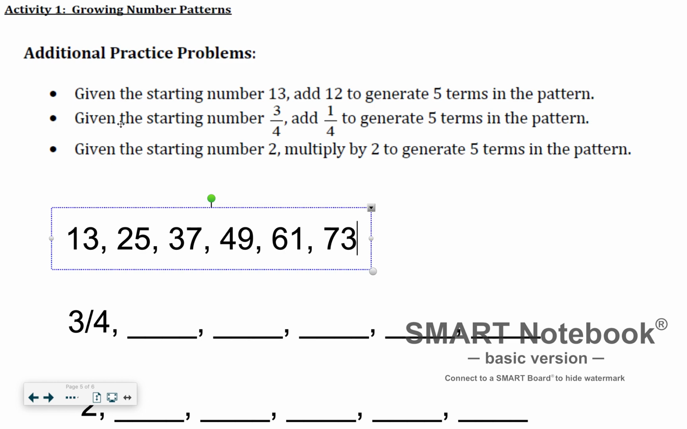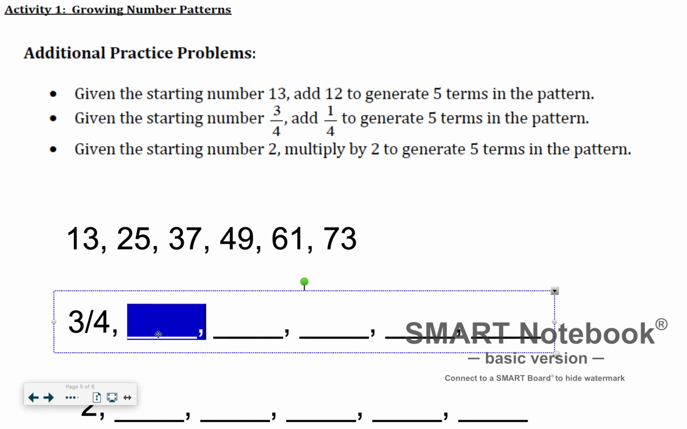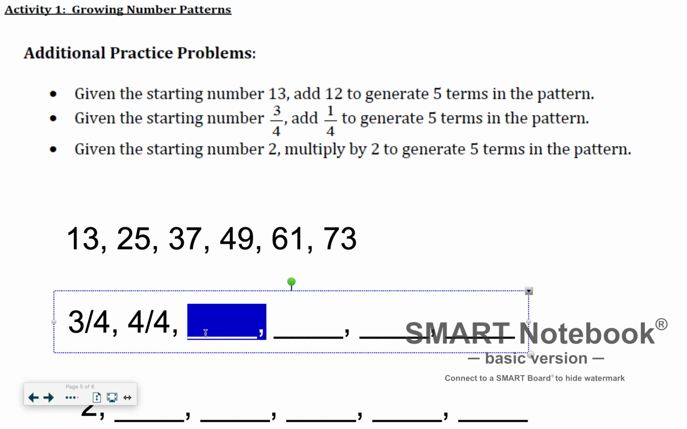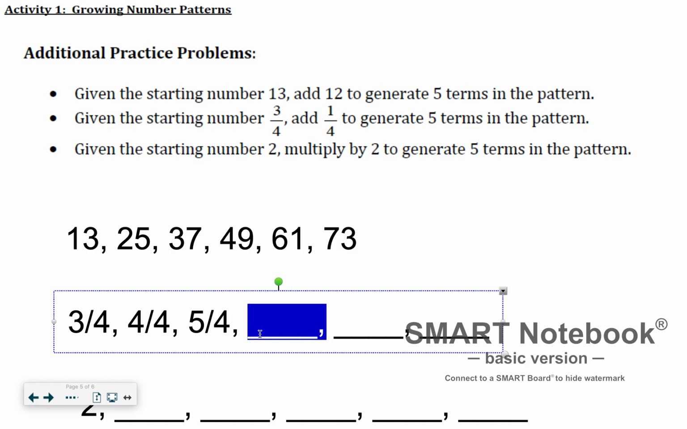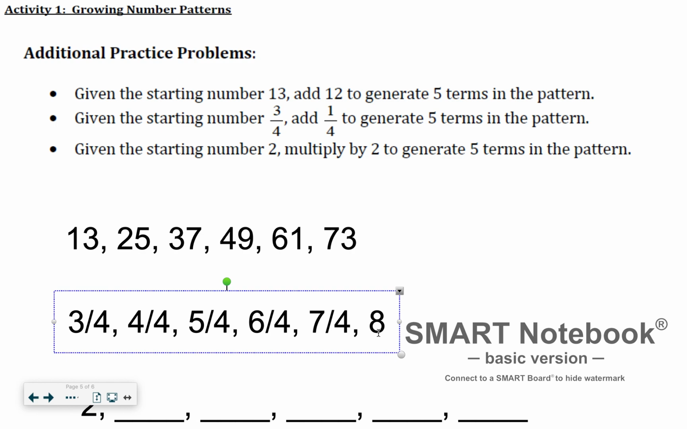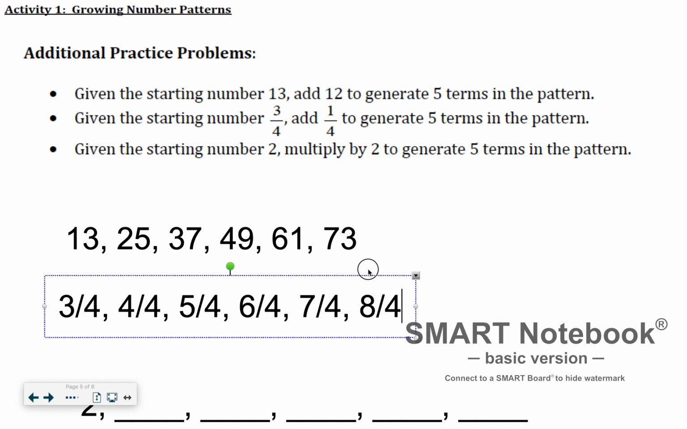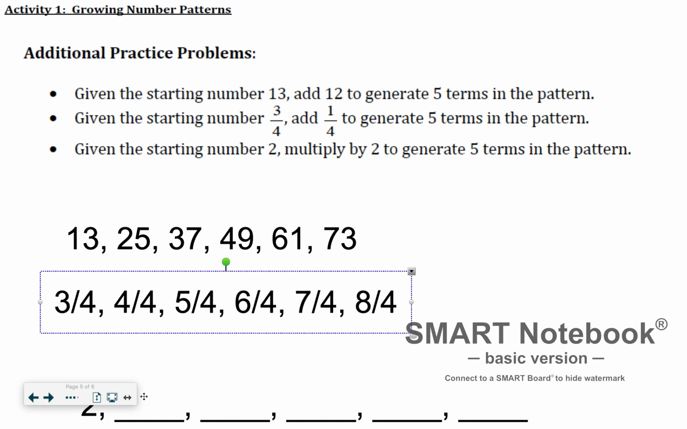Okay, the second one. Given the starting number 3/4, add 1/4 to generate 5 terms in the pattern. Okay, so we have 3/4. If we add a 4th, it would be 4/4. If we add another 4th, it would be 5/4. 6/4. 7/4. And 8/4. Okay, so you're just following the rules.